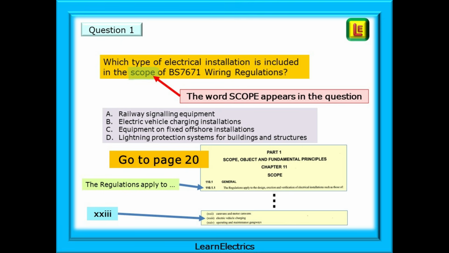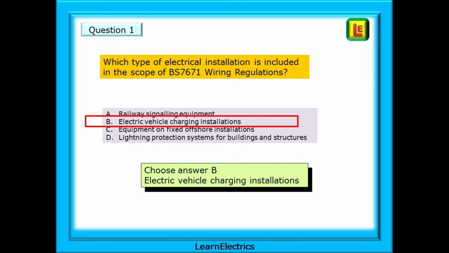The keyword here is scope. Part 1 is the scope, object, and fundamental principles, and the contents page on page 3 tells us to look on page 20, where it tells us that the regulations apply to, and then a list of installations. Scanning down the list, you will come to number 23, or XX111, which says electric vehicle charging. There is your answer. Electric vehicle charging installations. Choose answer B. Easy if you start by looking for keywords and then compare the keywords to the contents on page 3.